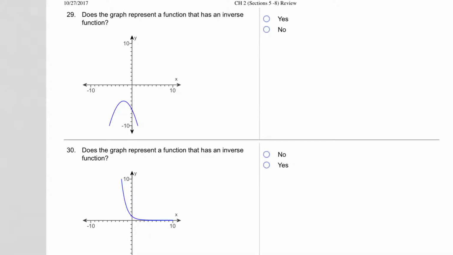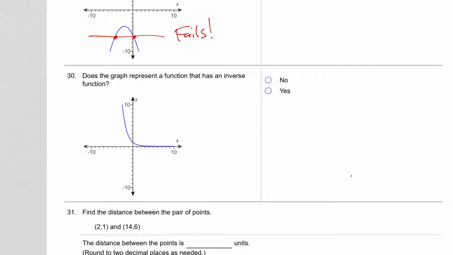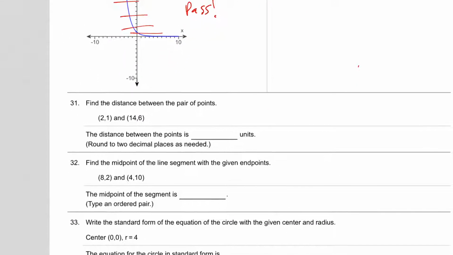Okay, we're going to do the horizontal line test again. And as you can see, this thing fails because it hits this horizontal line twice. So this does not have an inverse. Okay. This one passes. Okay. And that's it for 2.6.